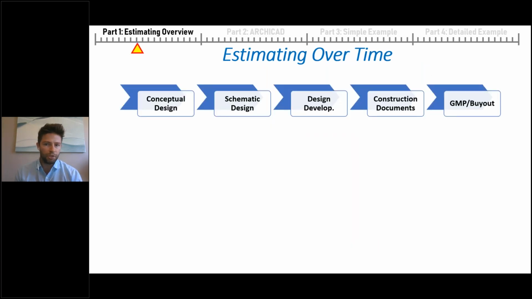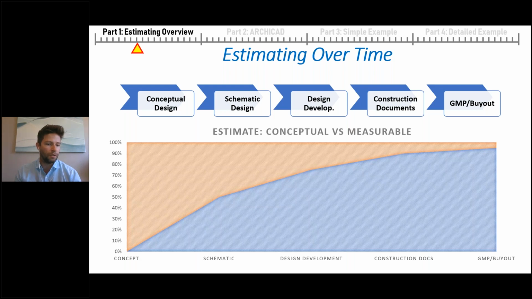So an estimate doesn't just happen. It's something that develops over time. Starting early on with a conceptual estimate, you have a lot of assumptions. Then as you go through each of the different design phases, you start to convert those assumptions into what's known and measurable. Over time, you want to really try to nail down what the scope of work is, what those quantities are, and try to correct the course before it gets too late in the design where you have to make major modifications.